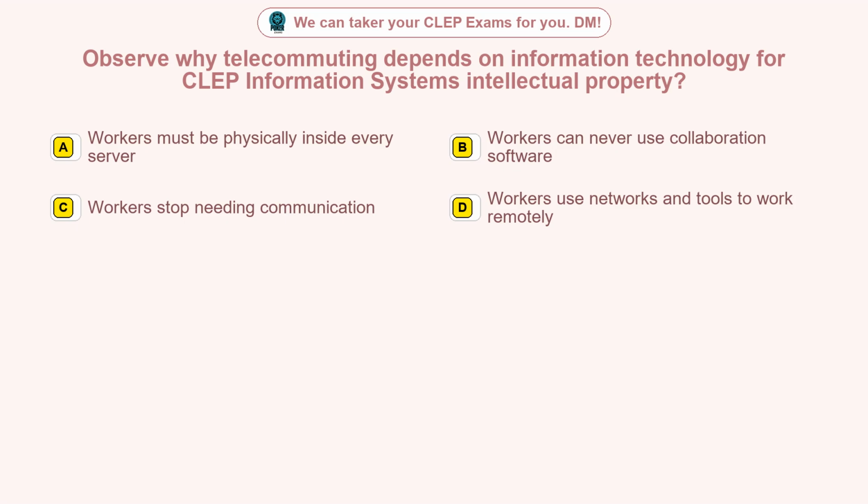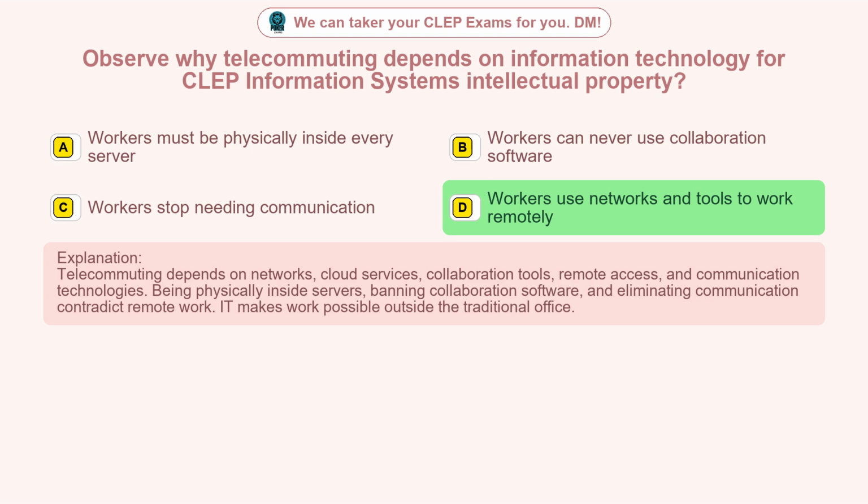Option A. Workers must be physically inside every server. Option B. Workers can never use collaboration software. Option C. Workers stop needing communication. Option D. Workers use networks and tools to work remotely. The correct answer is option D. Workers use networks and tools to work remotely.